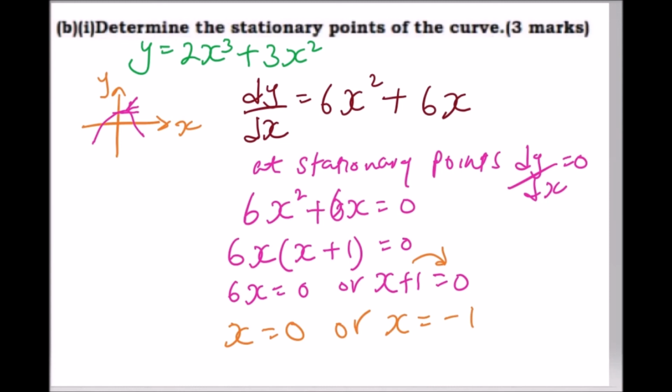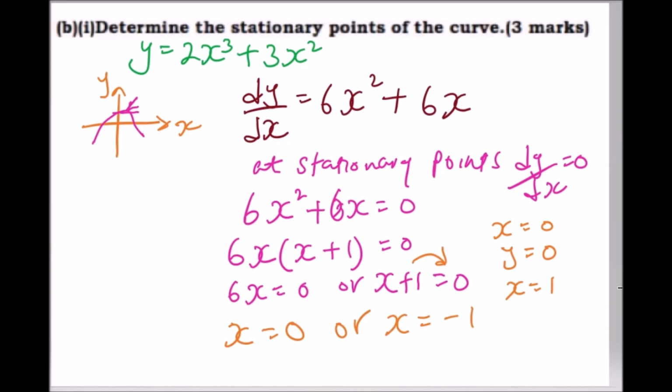When you substitute x equals 0 in our function, you find y: 2 times 0 cubed plus 3 times 0 squared will give you 0. So y is equal to 0. If you substitute x equals 1, this will give us 1 cubed is 1, 1 squared is 1. So this is 2 plus 3, and that should give us 5.